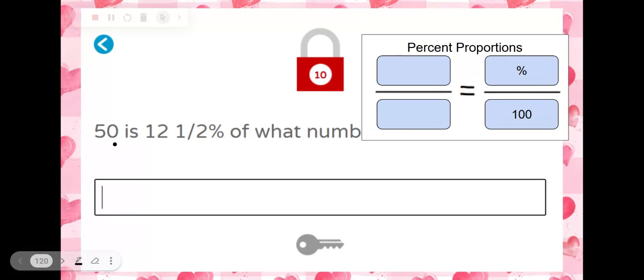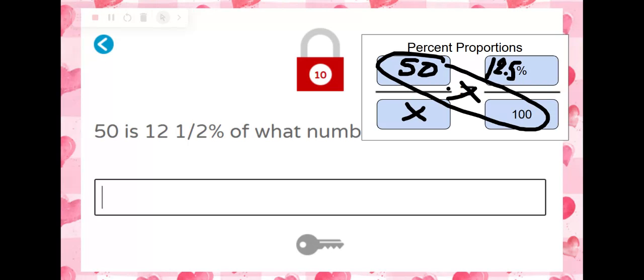And then the last question, 50 is, okay, so 50 goes on top. 50 is 12.5%. So you can do 12.5, or you can write out 12.5% of what number? We're missing our whole this time. 50 times 100 divided by 12.5.